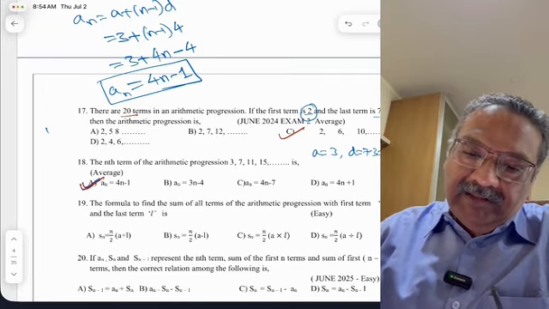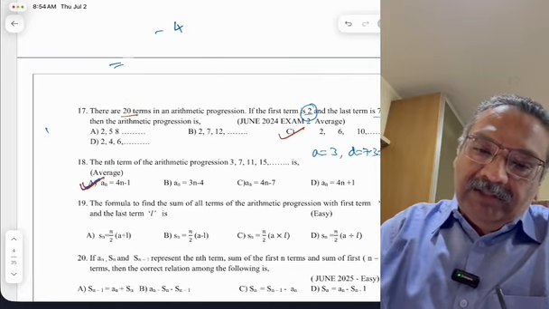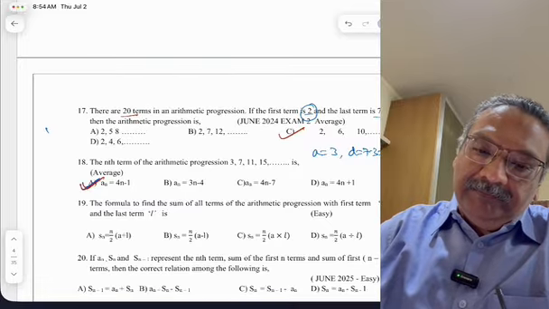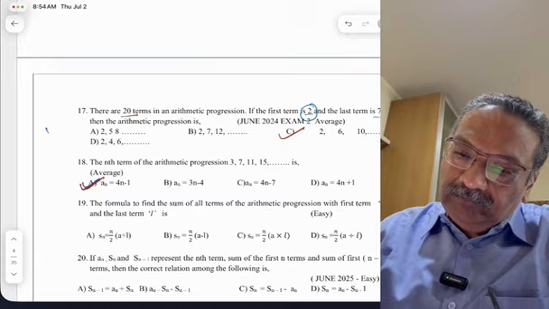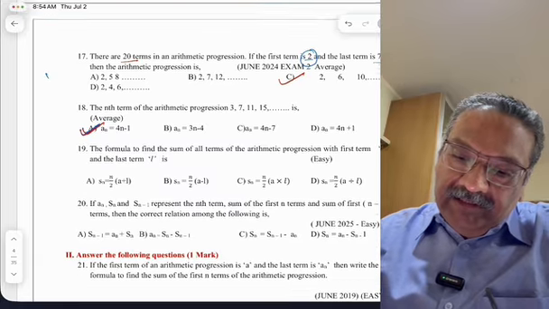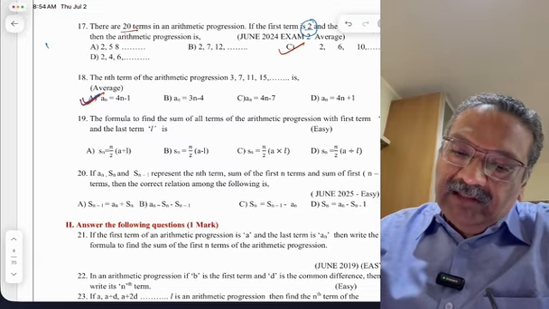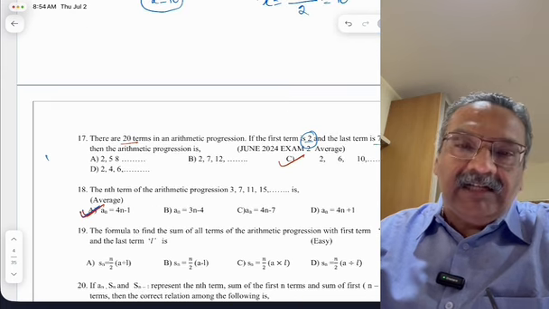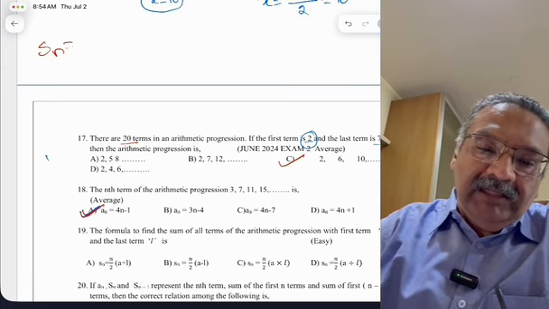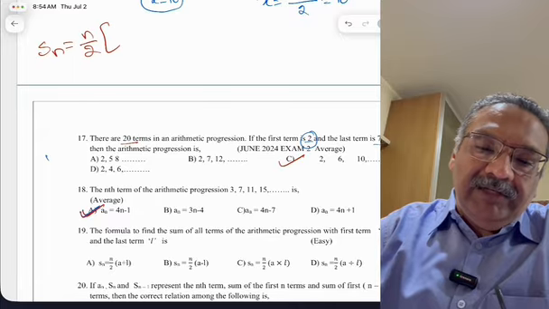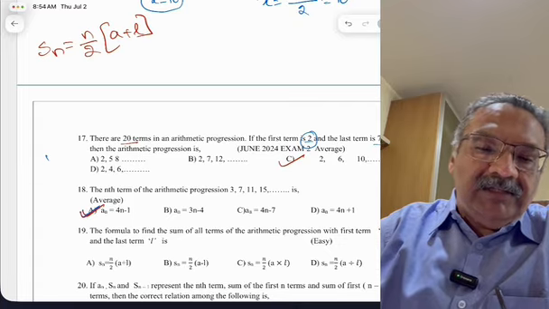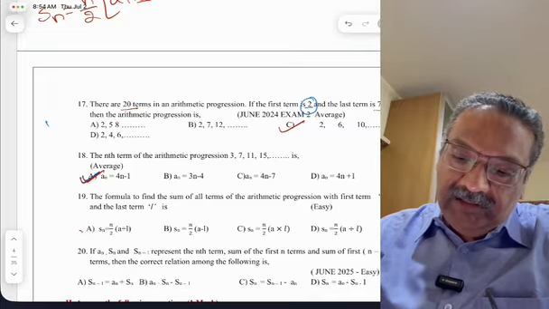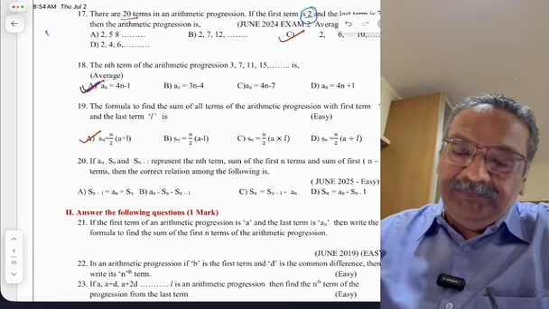Okay. Next, let us come to the 19th question. What does it say? The formula to find the sum of all terms of the AP with first term A and last term L. We know that formula Sn is equal to n by 2 into (first term plus last term). Direct formula asked. So A.